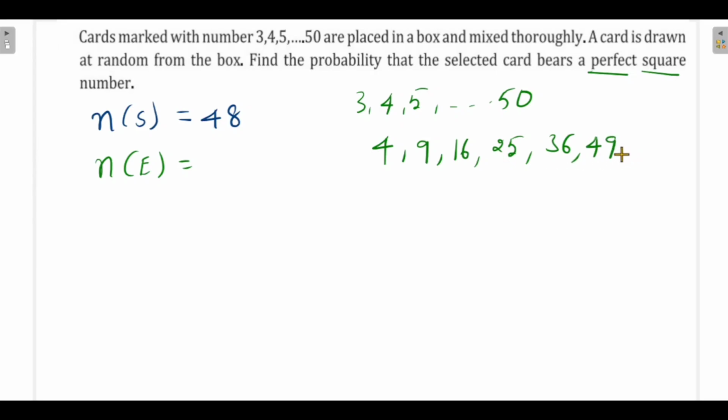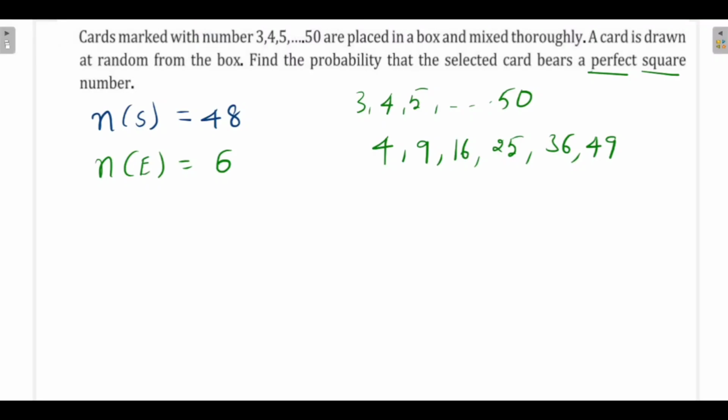Now we have to stop our process of finding the perfect square numbers that lie between 3 to 50 because 50 is the last number. That's why I am stopping the procedure at 49. Now we have to count the total number of events between 3 to 50. 1, 2, 3, 4, 5, 6. 6 outcomes we got.